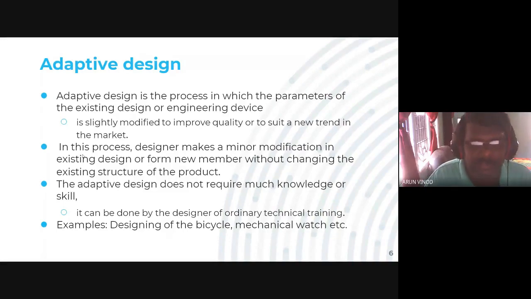Okay. So the examples are, as I told, designing of a bicycle, a mechanical watch. It's a good example. Mechanical watch, right? Every watch is showing the same kind of time. The only thing is the look and feel, the design. Some watches are very big, some watches are very small. So likewise, that is what is called as adaptive design.